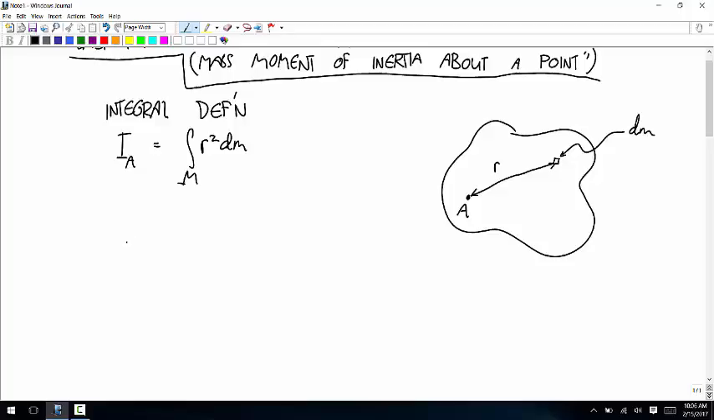Before I go into those formulas, let me give you the units. So from this integral definition, what are the SI units going to be? Kilogram meter squared. Close, yep. Of inertia about a point. So kilogram meter squared. And whatever units you're in, it's going to be in units of mass times distance squared.